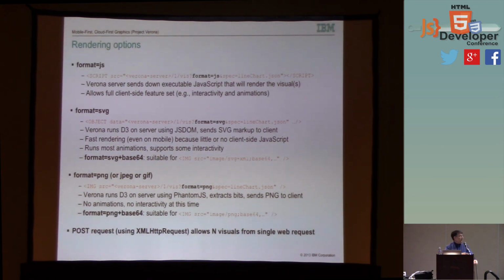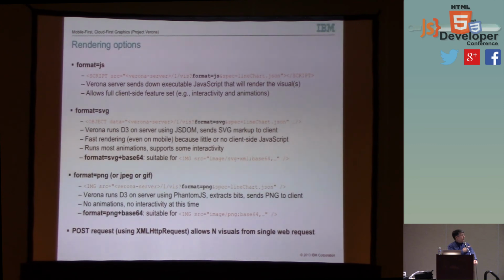Similarly, if you don't want to do the SVG route and you just want an image, then you can run format equals PNG, and we run Phantom.js to render, which has WebKit inside, or a server version of WebKit. And then we extract the bits and send the PNG to the client.